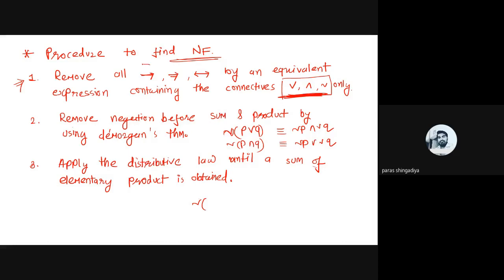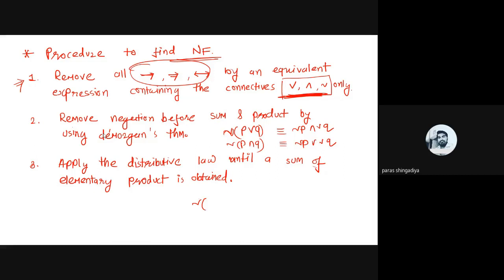We just replace this type of connectives, conditional, biconditional, and so on, by using or, and, and negation. And we use such well-known rules to derive this normal form. So this is a procedure, and these are the conditions to identify the normal form.